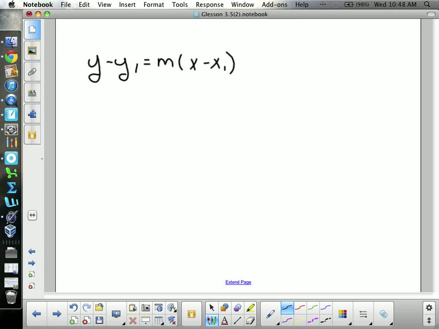So for number 9, remembering that when we do this, we're going to substitute in for y1, m, and x1. Those are the numbers we're going to substitute in for. The just plain x and the just plain y are going to stay just plain x and just plain y. So y minus, what number is going to go in for y1 for number 9?